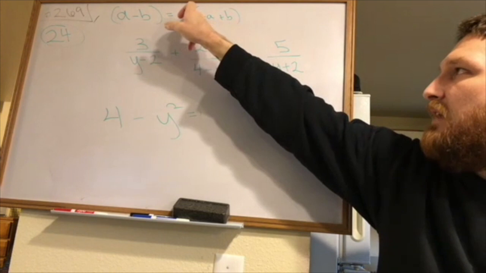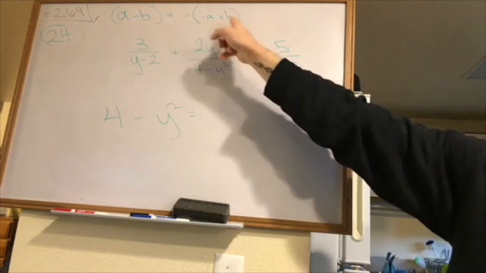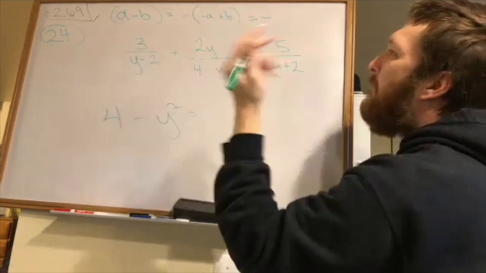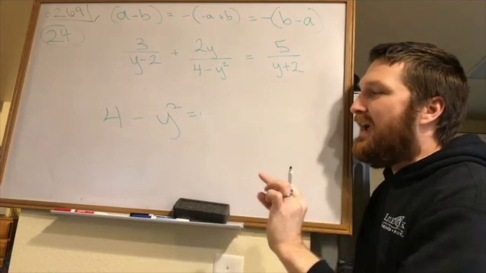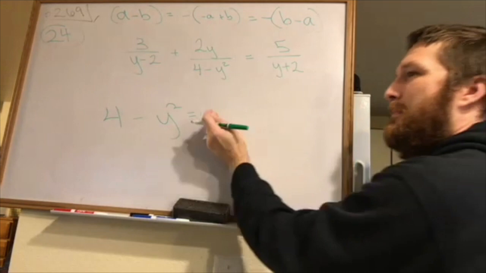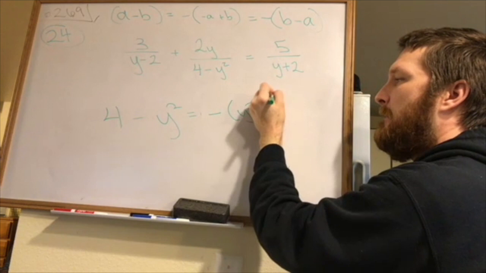The negative one multiplied by the positive b makes it negative. That's exactly the same thing as that. And so then what we do is we just rewrite it and say minus b minus a. So cutting to the chase, like you just said, you make the outside negative and then you flip the order. And so that's what I'm going to do right here. I'm going to flip the order, but make it negative. So negative y squared minus 4 right there.